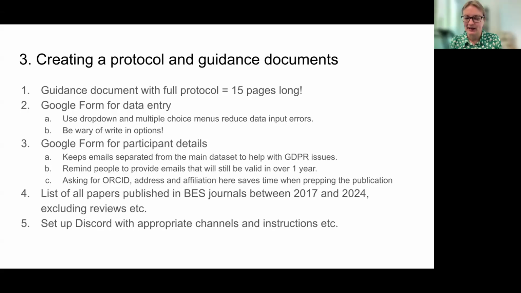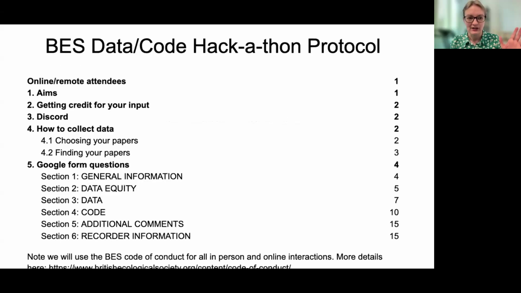We also had a list of all the papers that have been published in the BES between 2017 and 2024, excluding reviews and things that we thought wouldn't use data or code. And we also had to set up a Discord site with certain channels, and we put all the information into those channels as well. So this was a very involved and long process. I'm really happy to share these documents with anybody as well if people want to see how this was done.